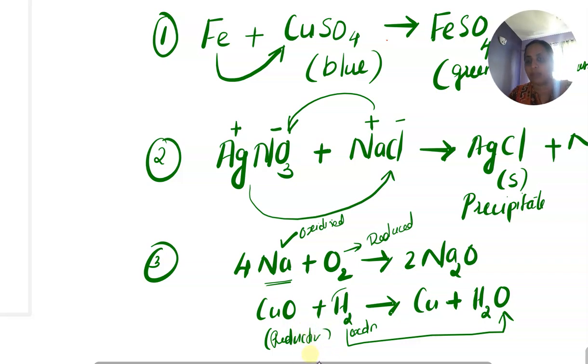So hope you understood. Oxidation means adding of oxygen or removal of hydrogen, or in terms of electrons, if you want to say, loss of electrons is also known as oxidation. Then reduction is what? Removal of oxygen or adding hydrogen or adding electrons is termed as reduction.